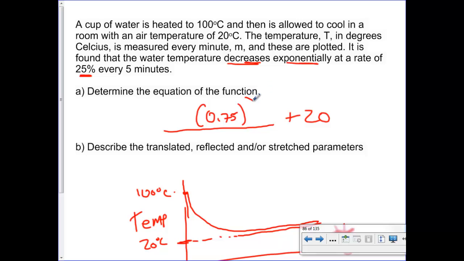Normally we go to the power of x, but here's a really important thing here. Every 5 minutes, it goes down that 25%. So the key to this then is you divide by 5. Because if x is 5, then 5 divided by 5 means you apply your exponent once. If x is 10, then 10 divided by 5 means you apply your exponent twice.